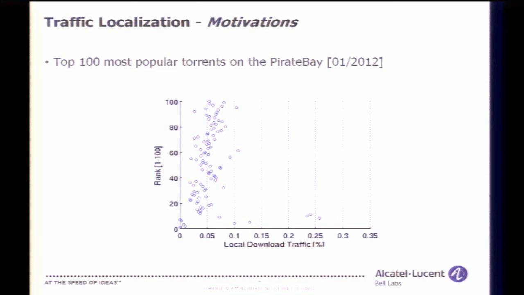If I just go on BitTorrent and download the 100 most popular torrents as indicated by the Pirate Bay, this was January 2012, how much traffic am I going to get from some local peers? And what you see here is that it's really very little. In the best cases, which is for some of the most popular, highly ranked content, only 20% of my traffic would come from the same ISP. The rest of the traffic would come from all over the world. So it seems there is actually a problem.